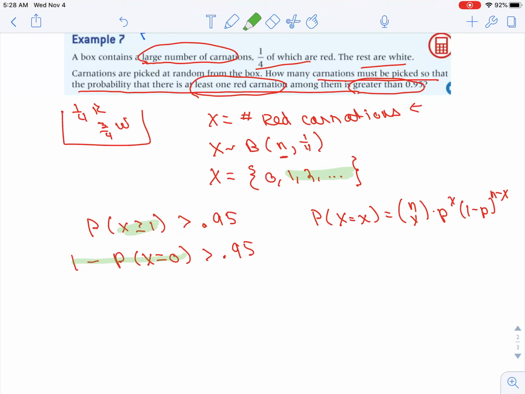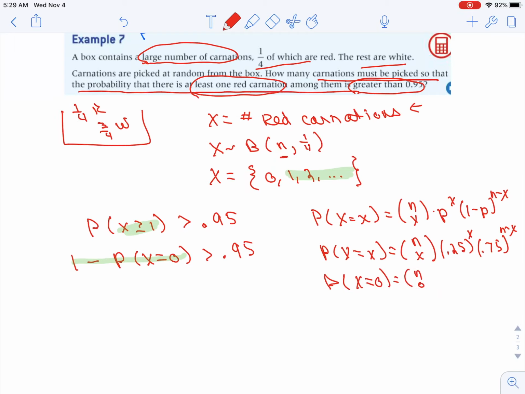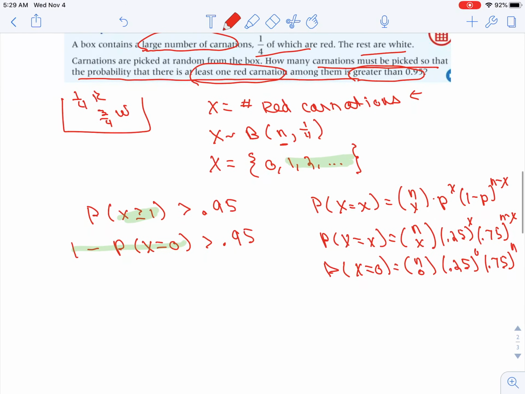So what we're going to do now is fill in what the probability that x equals 0 is from this. Our particular problem is the probability that x is equal to x is going to be n, which we don't know, choose x. And then the probability of success is 1/4, so 0.25 to the x. And then 1 minus 0.25, which is 0.75 to the n minus x. So if we want the probability that x is equal to 0, specifically, that's going to be n choose 0 times 0.25 to the 0 times 0.75 to the n minus 0, or just n.